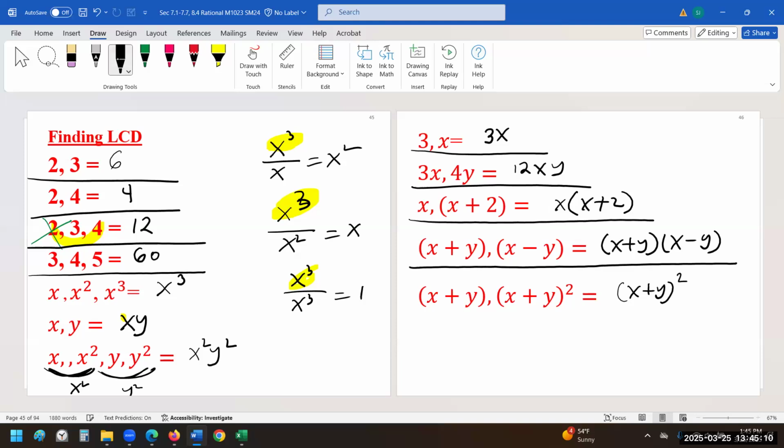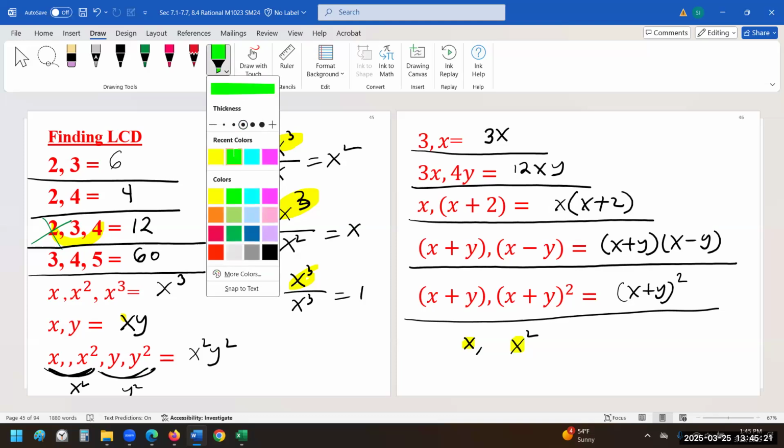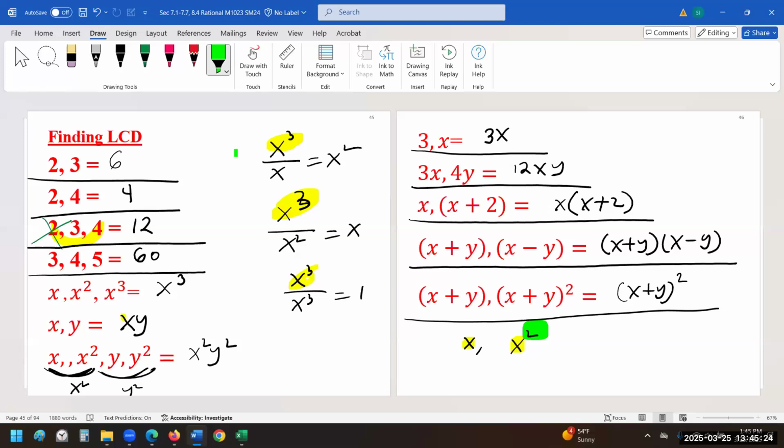The bigger power. It's just like between x and x squared. See the same base? When you have the same base, you always take the bigger power. So LCD is the bigger power. Your base could be x, could be y, could be x plus y, could be anything. If you have the same base with multiple powers, the highest power is LCD. Because you can divide the highest power by all the lower powers. Now is it clear how you find LCD? Any question?